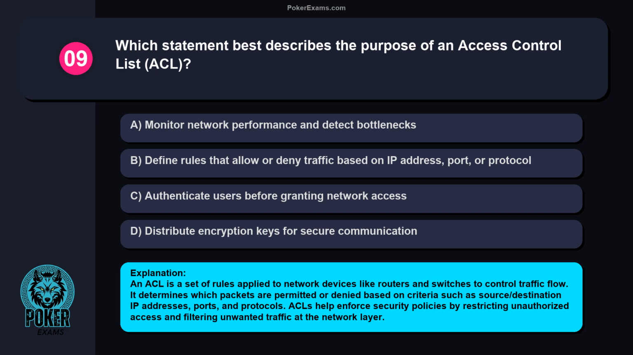An ACL is a set of rules applied to network devices like routers and switches to control traffic flow. It determines which packets are permitted or denied based on criteria such as source/destination IP addresses, ports, and protocols. ACLs help enforce security policies by restricting unauthorized access and filtering unwanted traffic at the network layer.